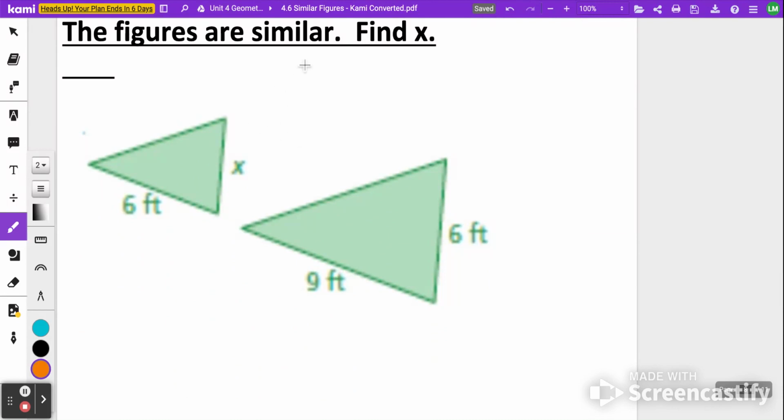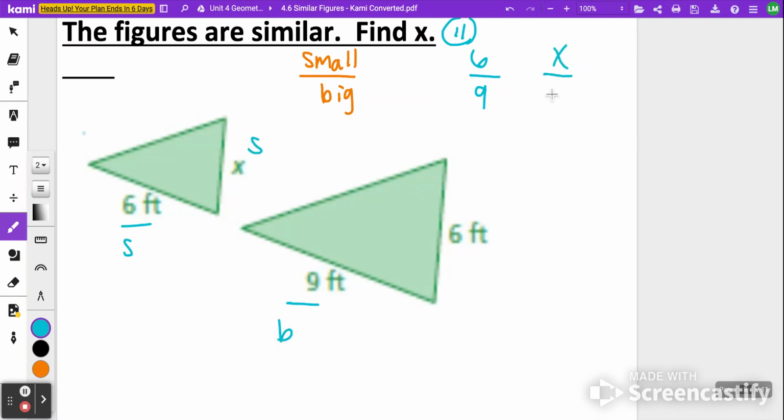Try to compare the small shape to the big shape with their matching corresponding sides to find x. All right, hopefully you had a chance to try it. If not, pause the video one more time so you can try it, but let's go ahead and get started. What I did is I compared 6 to 9. 6 was from the small shape, 9 was from the big shape, so I'm going to also start from small to big, x over 6. Set it equal as a proportion and start cross multiplying.